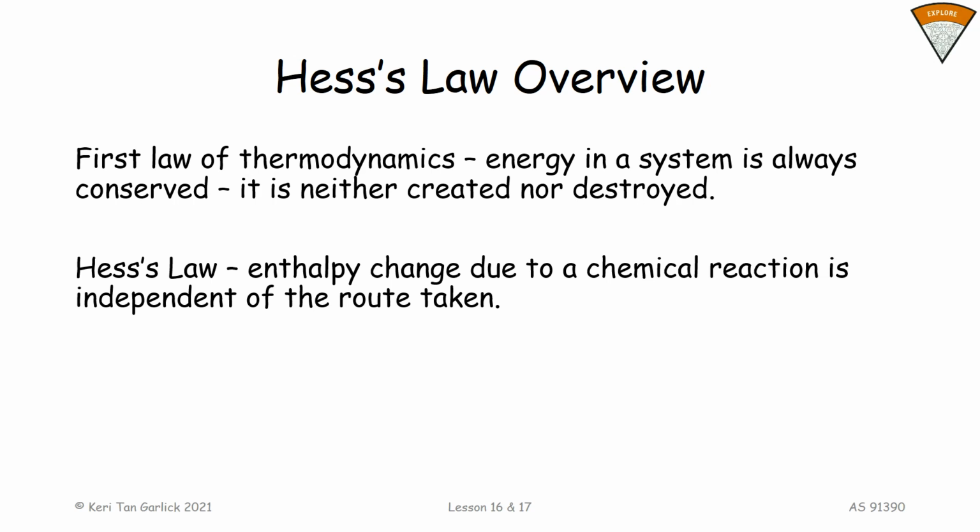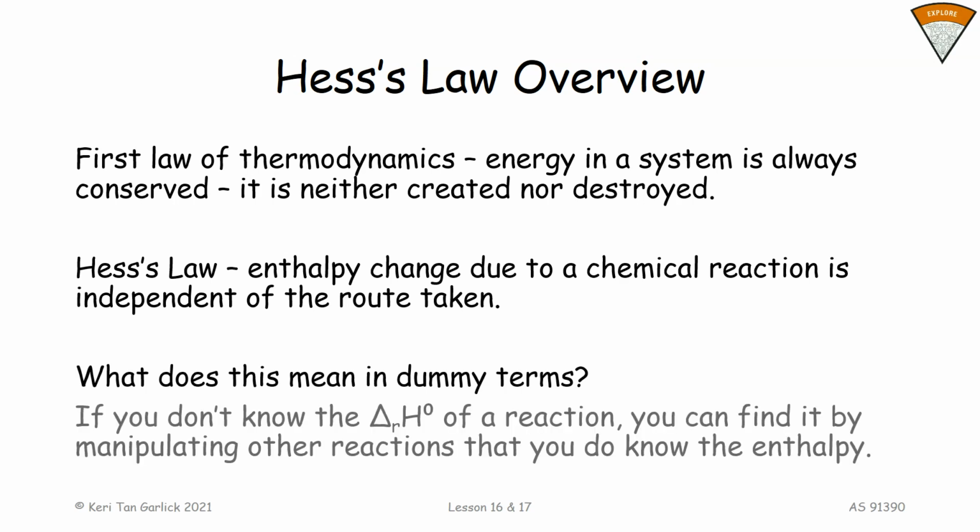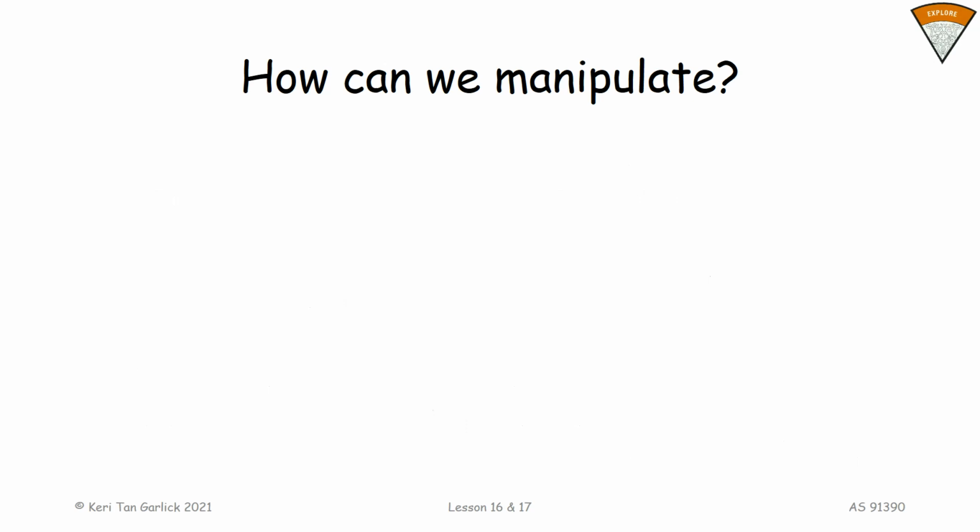So what that means is, even if I'm not talking about the specific route in question, if I can combine different equations together so that the net result is the same equation, then I can use that to determine the original equation that I want to calculate. So, in dummy terms, if I don't know the enthalpy of a reaction, I can find it by manipulating other reactions that I do know the enthalpy for. So let me show you guys some ways we can manipulate these equations.